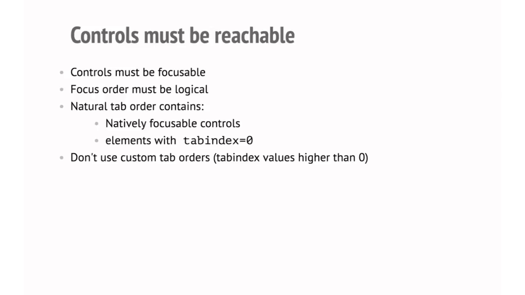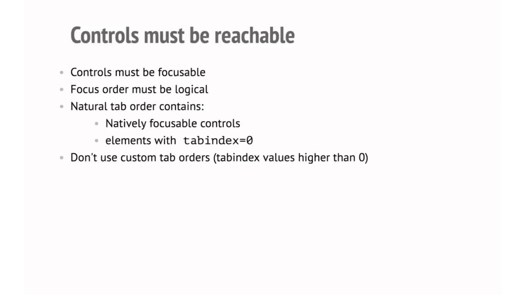So what do we mean when we say controls must be reachable? Well, first of all, it means that the controls must be focusable, and the focus order must be logical. So you're probably familiar with the tab order of a web page, and the tab order is basically your main go-to for making interactive controls reachable. So the natural tab order of a web page contains every natively focusable control, so that's links and form controls and buttons and things like that, and in some cases also scrollable containers.